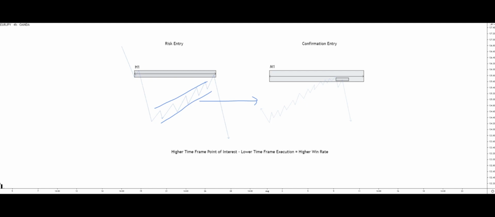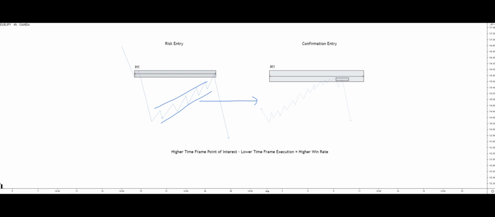Now in this one we're going to be going over different types of entries, so in terms of how you would enter the market. So would you place an instant market execution, or would you place a limit order and stuff like that? Okay, so when it comes to trading, there are two different types of how you can enter the markets. You can either enter off a risk entry, or you can enter off a confirmation entry.